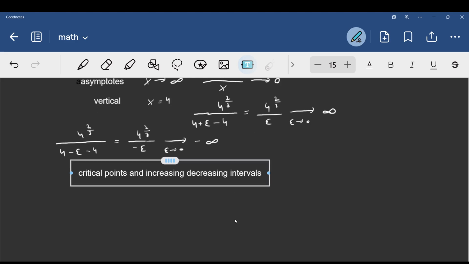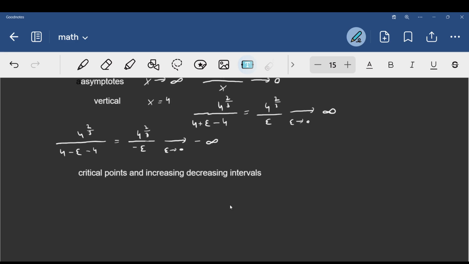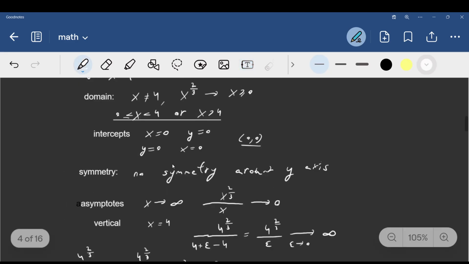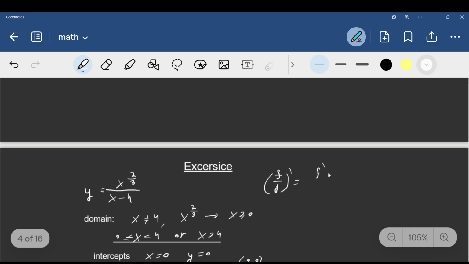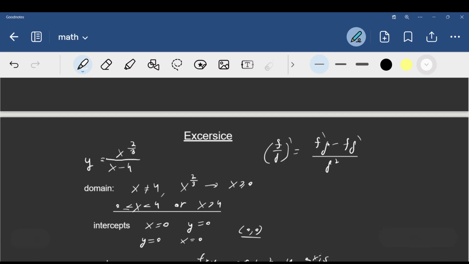And for this, we have no other option but to find the derivative of this beautiful function. Recall that if we derive something looking like f over g, the derivative of this is f prime g minus f g prime, divided by g to the power of 2, and that's exactly what we're going to be doing next.